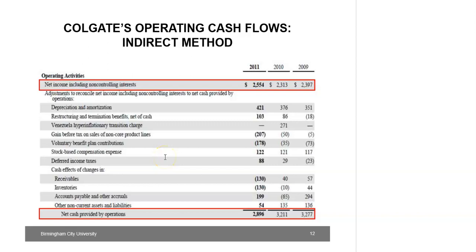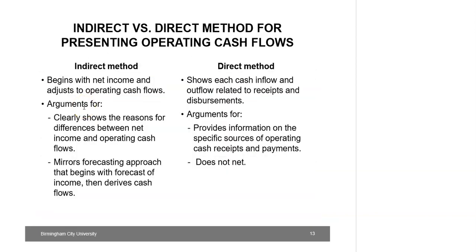The net income is then adjusted for accrual accounting as well as other items, including non-cash transactions, to arrive at the net cash flow provided by operating activity. One of the main arguments for the indirect approach is that it shows the underlying reasons for the differences between net income and operating cash flows. Another argument is that the indirect method mirrors the forecasting approach that begins by forecasting future income and then deriving cash flows by adjusting for changes in balance sheet accounts that occur because of the timing differences between accrual and cash accounting.